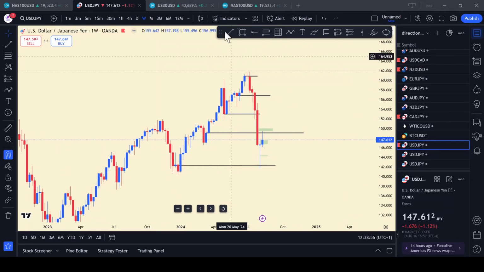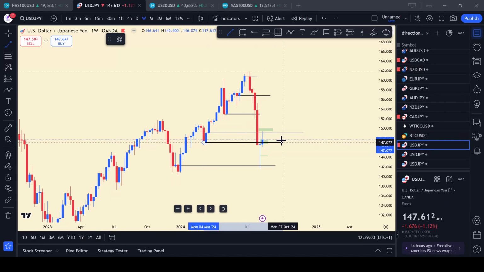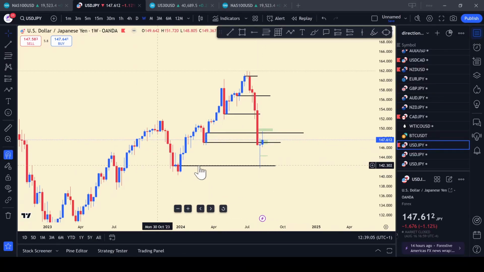Now we got here. Obstacle broken, retest, we sold down. Now where do we sell into? The demand level here. This demand level is stronger than the rest. Why? It's rejected strongly. So we can expect price to start trading to the upside.